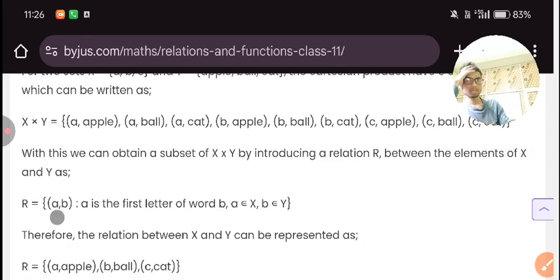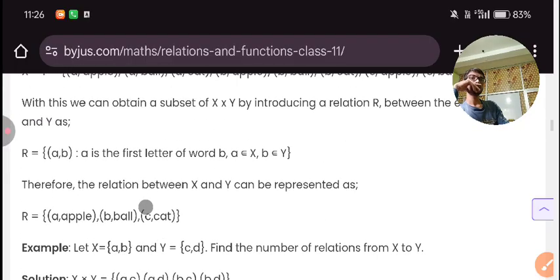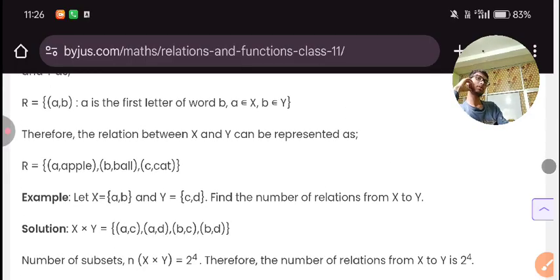Okay, R is (a, b). A is the first letter of the word. This is in set builder form, where a belongs to x, b belongs to y. Therefore the relation between x and y can be represented as R is equal to {(a, apple), (b, ball), (c, cat)}.